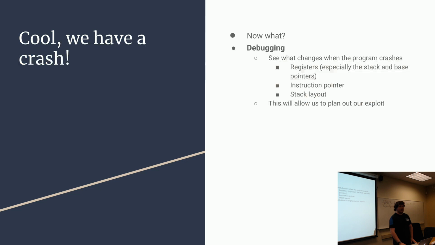So we have a crash. Now what do we want to do? We want to debug the program so that we can see what the state of the program is when it crashes, because you can't do anything if you don't know what's going on. You can't write an exploit for that. So we're going to see what changes with the registers, especially the stack and base pointers, which keep track of the state of the stack, so that we can do some malicious stuff.